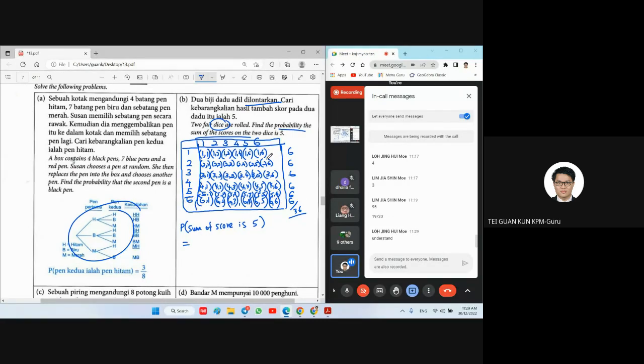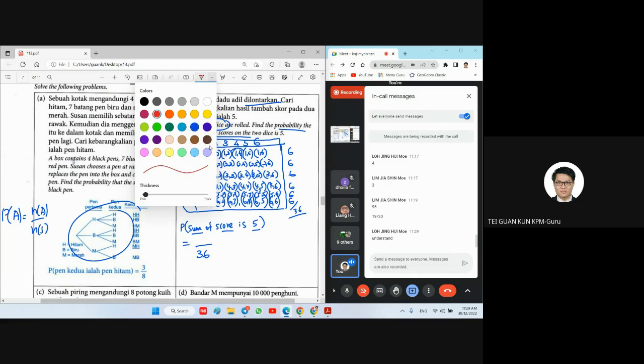Okay, so total outcome is 36. The formula is probability of A is equal to number of A over the total outcomes. So 36 is the sample space. Semua outcomes yang mungkin adalah 36. Dia nak sum of score is 5. Daripada 36 outcomes ni, kita nak dia punya sum, the total of the score is 5. Score kita tengok, ini score 1, score 1, 1, 2.